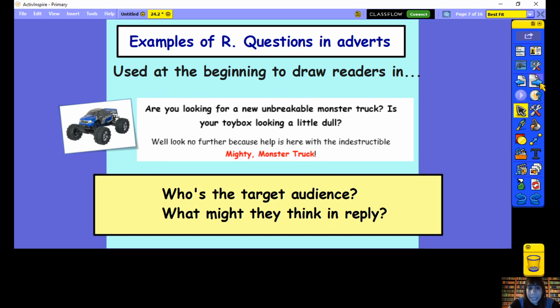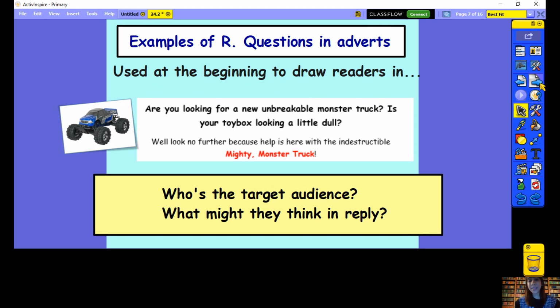Now this immediately gets me thinking, well, one, who's the target audience? Who do I want to be thinking about whether or not they're looking for a new monster truck or if their toy box is a bit boring? Have a think. Hopefully you're all thinking about children not too dissimilar to yourselves. So young children would be the target audience.